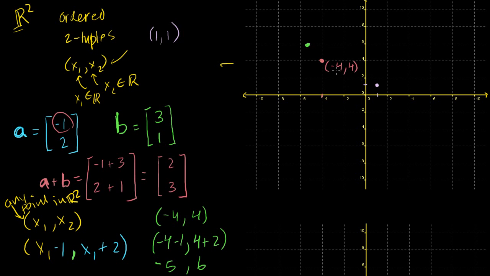Actually, let me do it a little bit better, because minus 5 is a little closer to right here. Minus 5, comma 6 is right there. So I draw my vector like that. But remember, this point minus 4, comma 4 was an arbitrary place to draw my vector. I could have started at the point 4, comma 6 and done the same thing. I could have gone minus 1 in the horizontal direction, and then plus 2 in the vertical direction, which gets me right there. So I could have just as easily drawn my vector like that.